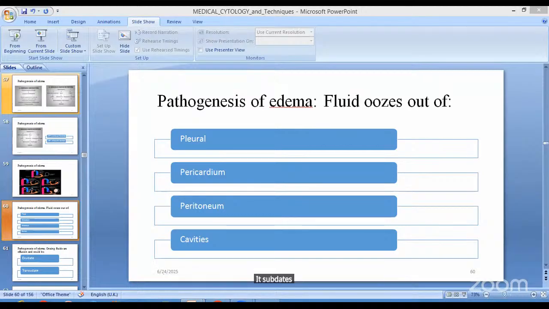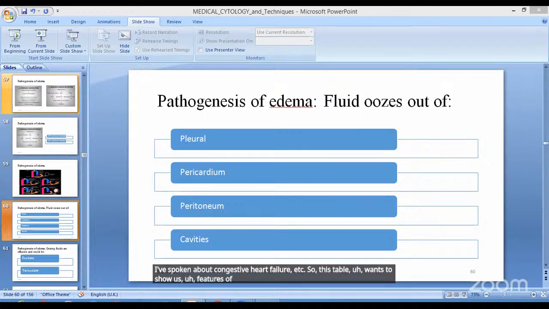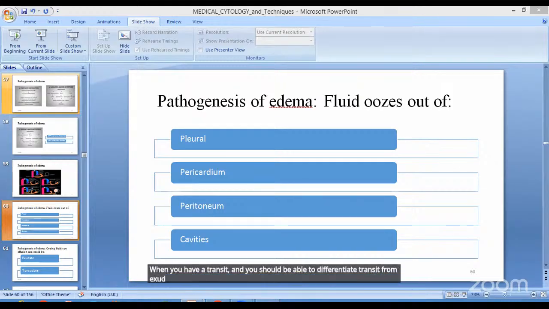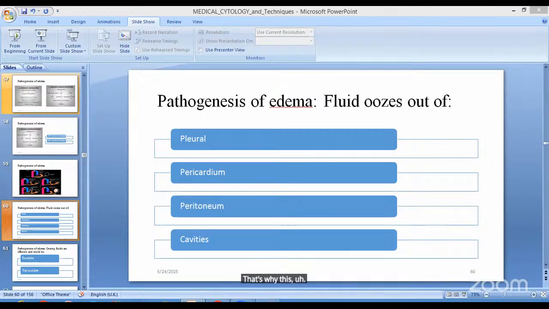Most of it I had explained earlier. You can read it up, read more of it. I've spoken about congestive heart failure, etc. So this table wants to show us features of effusion, the appearance when you have a transudate, and you should be able to differentiate transudate from exudate when handling effusion. That's why this table is being projected for your rapt attention.